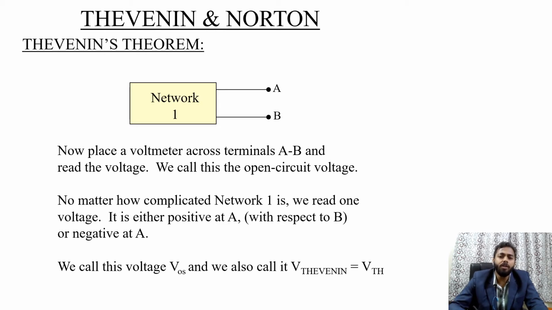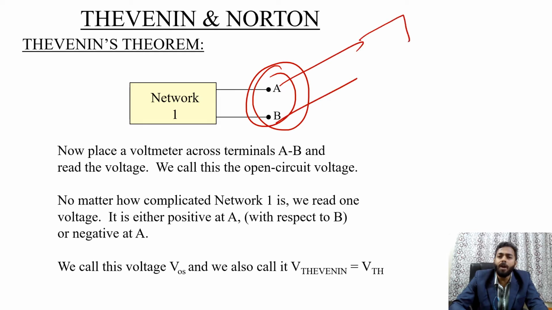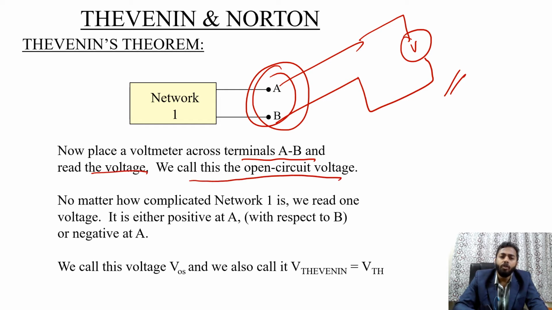So this is the open circuit voltage here. We can measure the voltage by using the voltmeter between terminals A and B. No matter how complicated network 1 is, we read one voltage, either positive at A with respect to B or negative at A with respect to B.